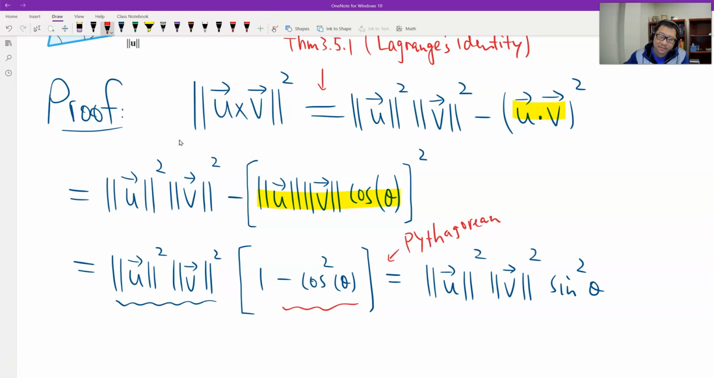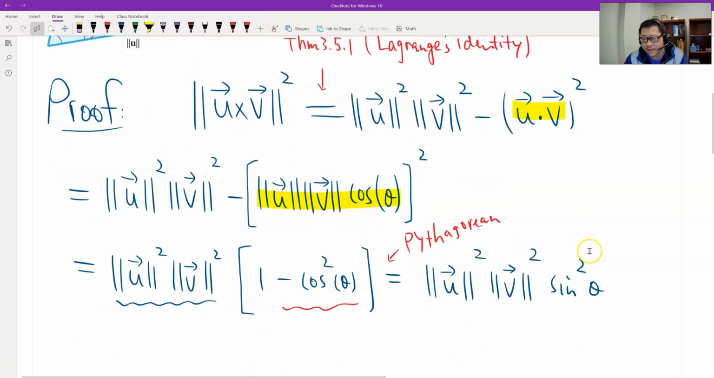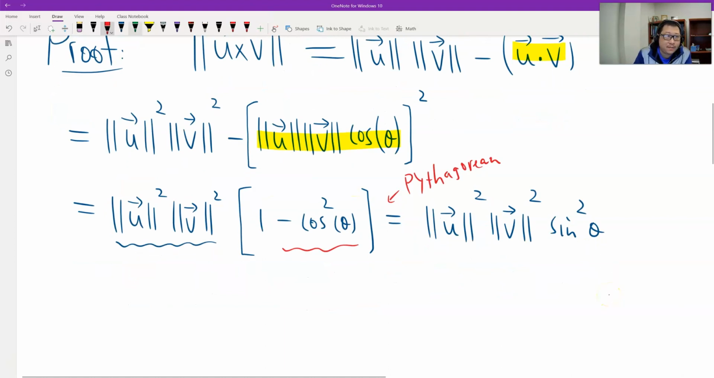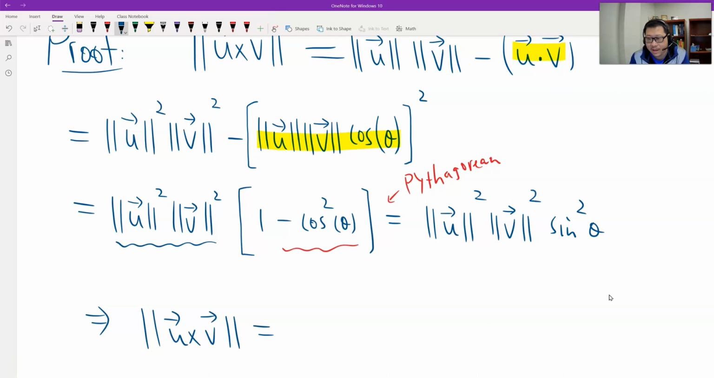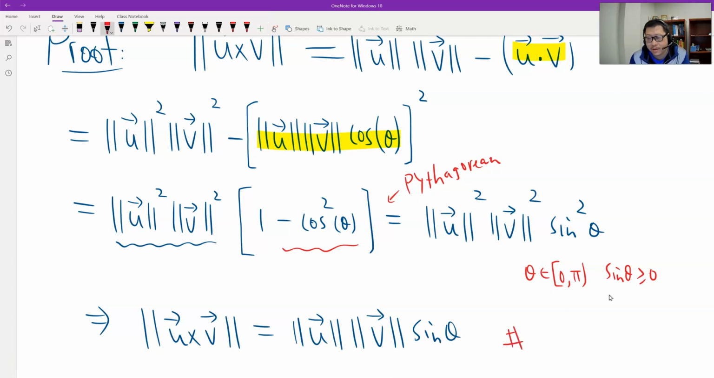Is this the answer we need? No, we don't need the square in this equation. So we take the square root of the left side and the square root of the last expression. Therefore, we have the norm of u cross v equals the norm of u times the norm of v times sine theta. Because theta is the angle between 0 and pi, sine theta is non-negative. So when we take the square root, we get sine theta. So this is the equation we needed to prove. That's all. Thank you.